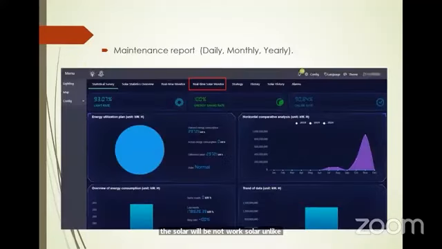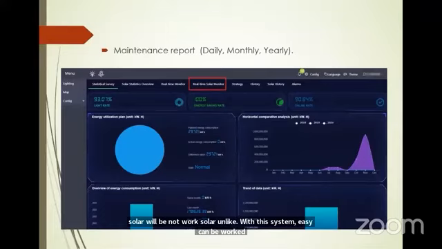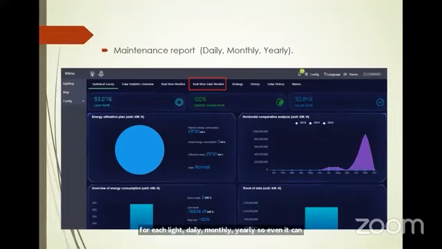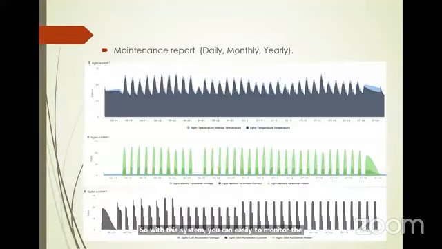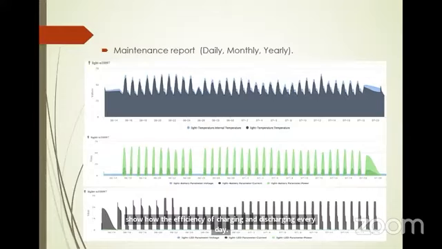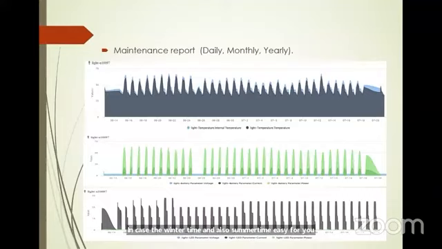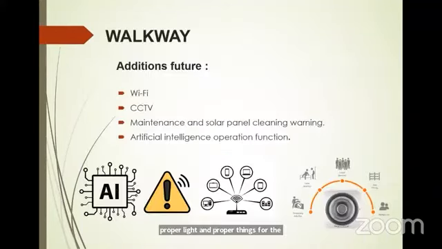And this can show the maintenance report for each light, daily, monthly, yearly. So it can even help you show the KPI for the government and for the maintenance department. With this system, you can easily monitor the KPI. This shows the efficiency of charging and discharging every day, in winter time and also summertime, so it is easy for you to understand this. And this will help you design the proper light and proper things for the place you want to work on.